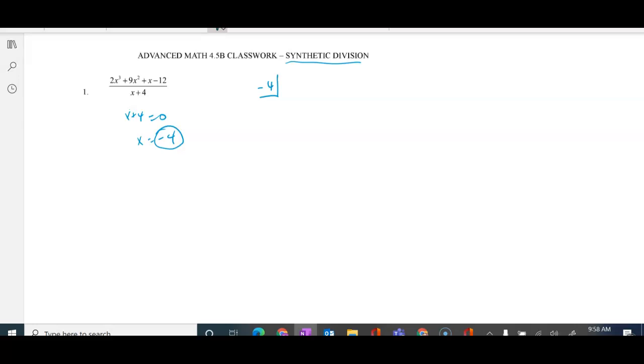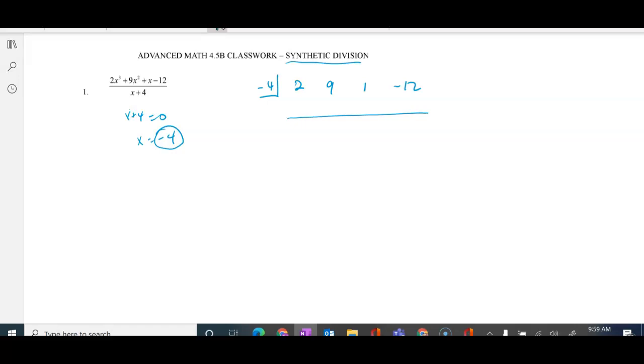We're going to skip out on all the x's and just look at the numerical parts, all the coefficients and constants. So the divisor is negative 4. We change the sign, x plus 4 to negative 4, because we're not going to subtract in that subtraction phase of the division. We're going to go ahead and add. That way you won't make any mistakes. So the dividend is 2x cubed, just use the coefficient, positive 9x squared, positive 1x, and negative 12 is the constant. Leave a little space and then draw a line.